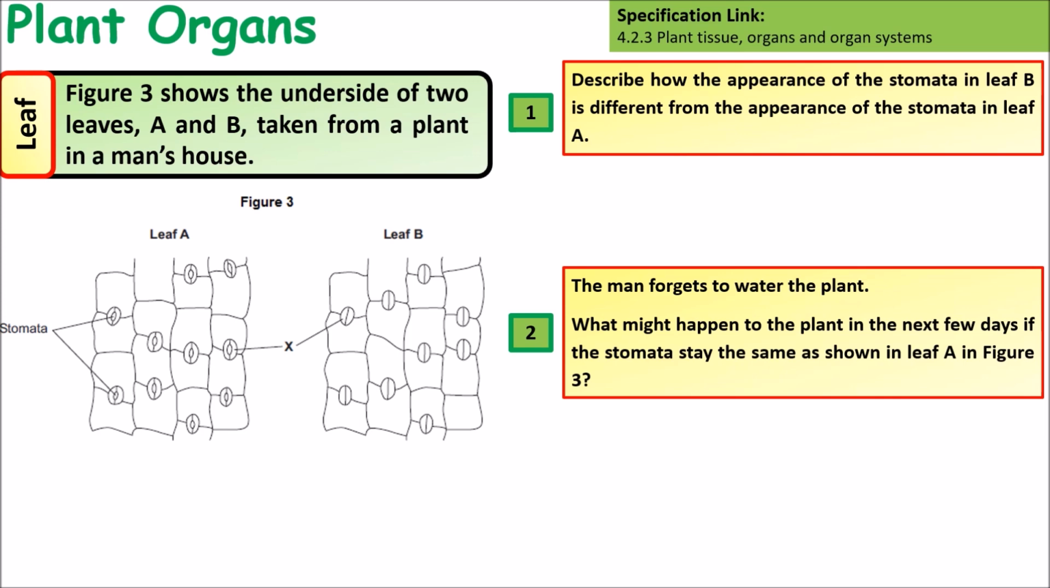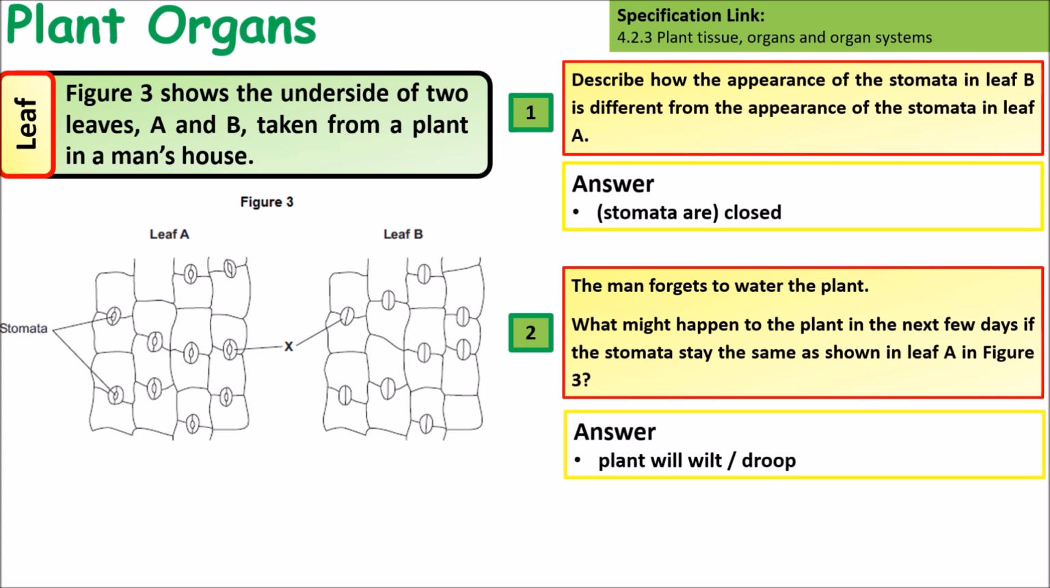Another question is that figure 3 shows the underside of leaves A and B, taken from a plant in a man's house. First part, describe how the appearance of the stomata in B is different from A. Quite simply, they're closed. And the second part is the man forgets to water the plant. What might happen to the plant in the next few days if the stomata stay the same as they are shown in figure B? So the plant would lose all of its water, so it would wilt and droop.